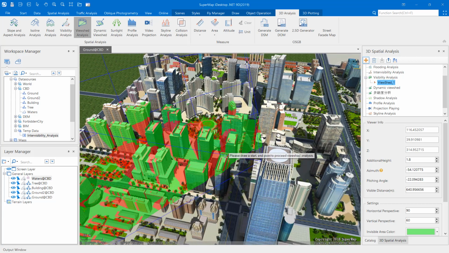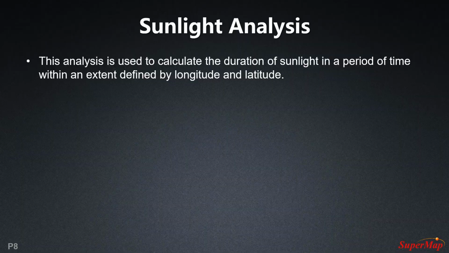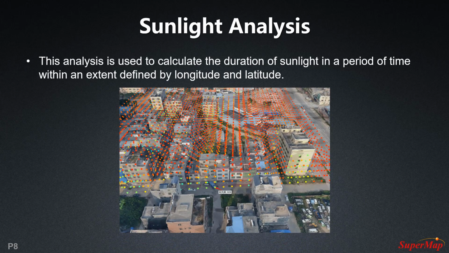So moving on to our next analysis, which is sunlight analysis. Now this analysis is used to calculate the duration of sunlight in a period of time within an extent defined by longitude and latitude. Now the result of this analysis is a collection of sampling points which have values showing the ratio of sunlight duration to the specified time span.